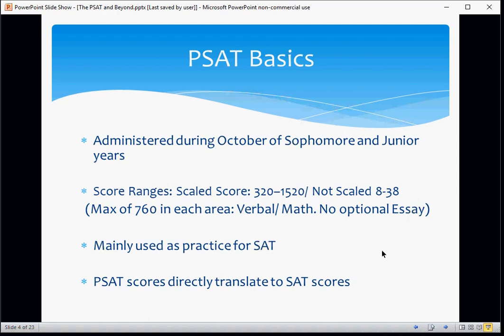There is no essay, unlike on the actual SAT. It's mainly used as a practice test for the SAT, but also it's an early warning system, and I'll talk about that a little bit more later, but it gives you an idea of how your student might perform on the SAT when they take it. The PSAT scores translate directly to the SAT scores. Basically, the idea is if you were to get a certain number on the PSAT, for example, if your math score was a 600, the expectation would be that you'd also get a 600 on the SAT next.